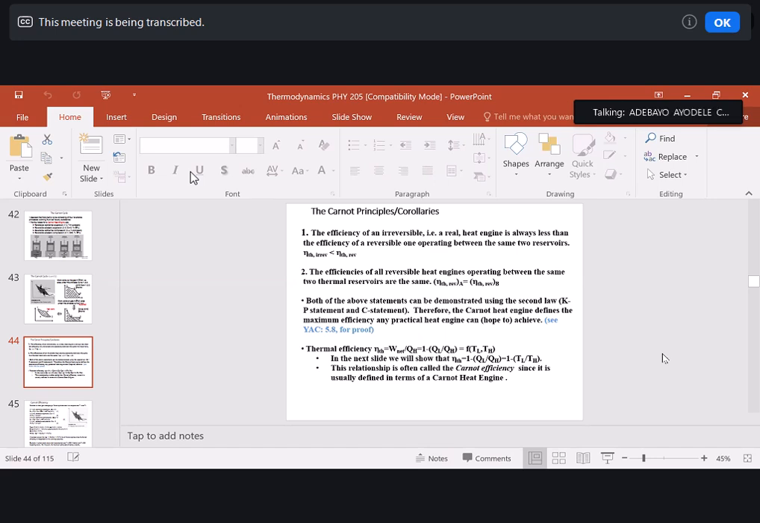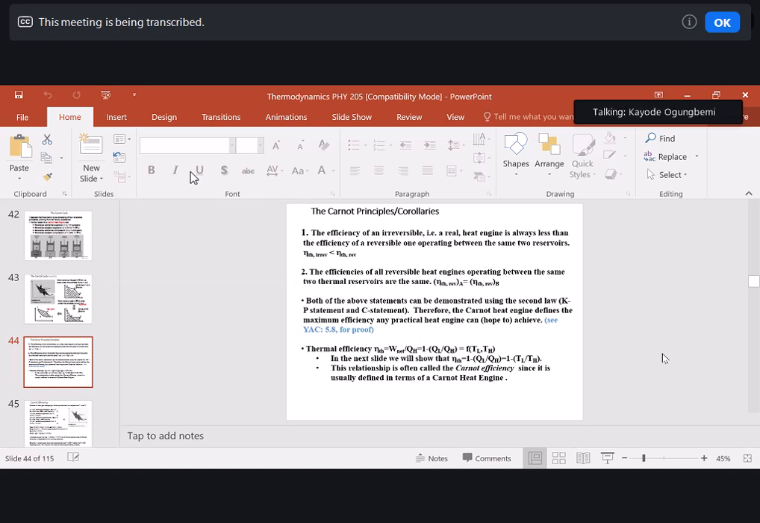Yes, sir. Another point to take home is that the efficiency of all reversible heat engines operating between the same two thermal reservoirs is the same. The efficiency of all reversible heat engines operating under the same two thermal reservoirs are the same. So they have the same efficiency. That's another point we can take from our explanation previously.